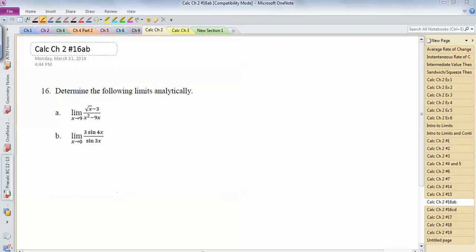Okay, so number 16a, you can't just plug in 9 because it turns out that you end up with 0 over 0 in that problem, which is undefined. So instead, we try to manipulate the function to come up with a version of it where you can plug in 9.